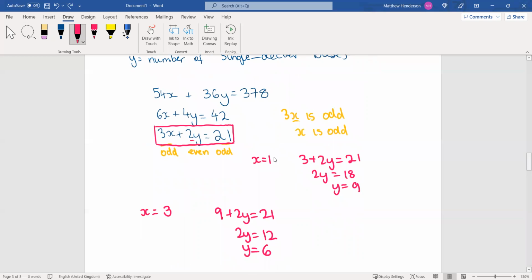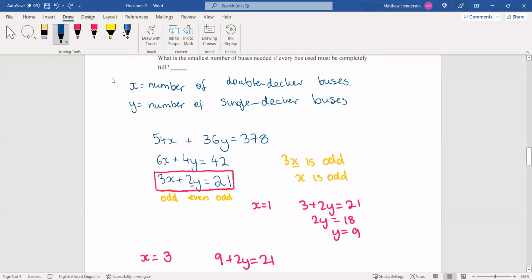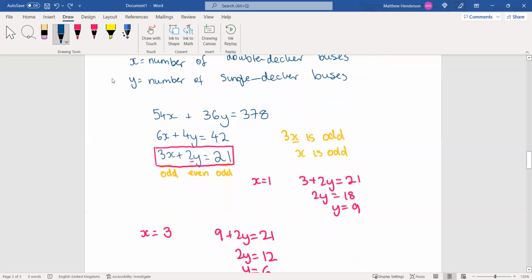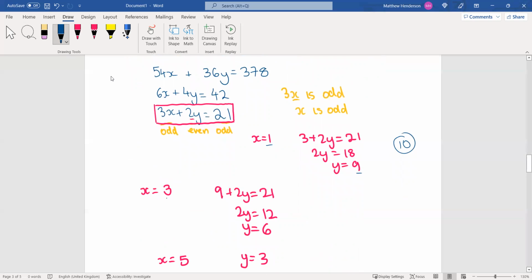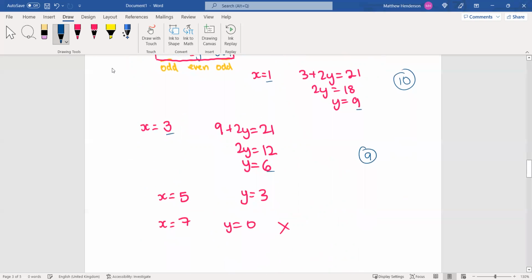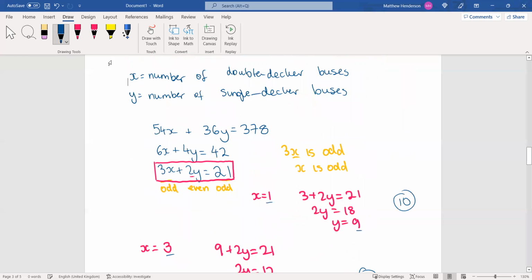And we just need to add up to find out which one of these gives us the smallest number of buses. So here we've got X is equal to 1 and Y is equal to 9. So that's 10 in total. Then we had X is equal to 3 and Y is equal to 6. So that's 9 in total. This is the smallest so far. And then we've got X is equal to 5 and Y is equal to 3, giving us 8. So that's our answer and our smallest number of buses.